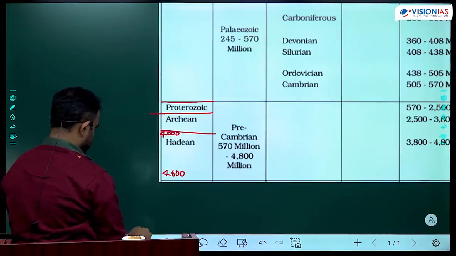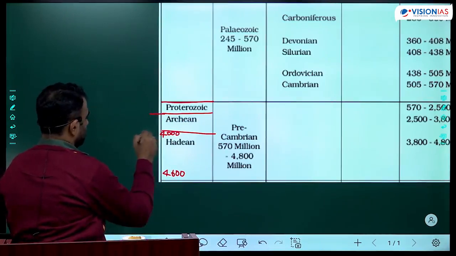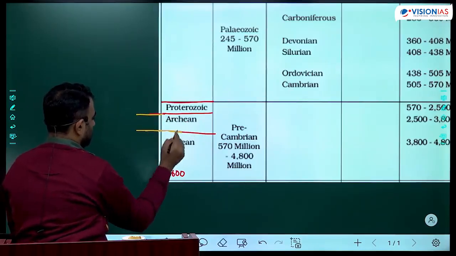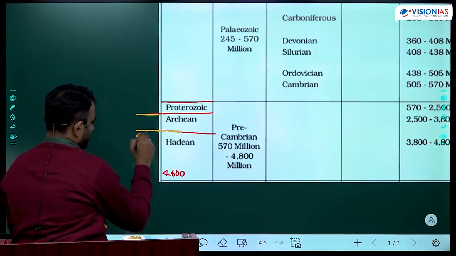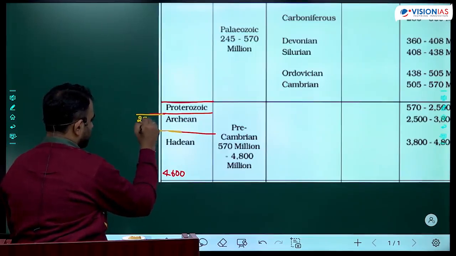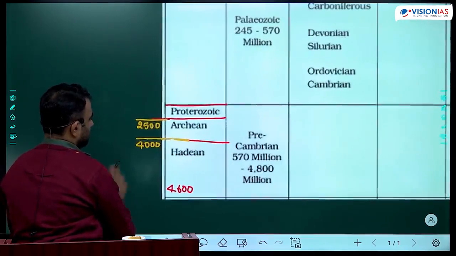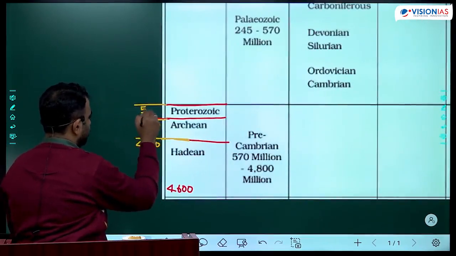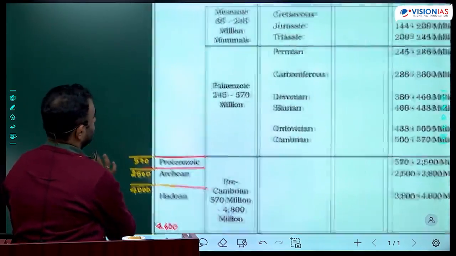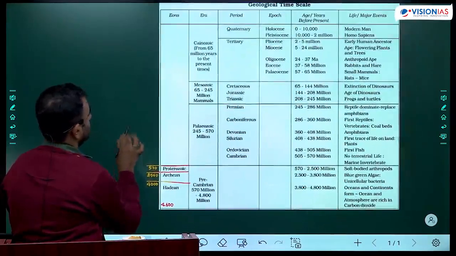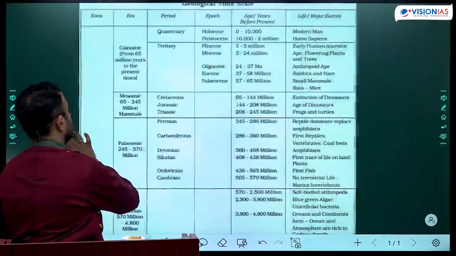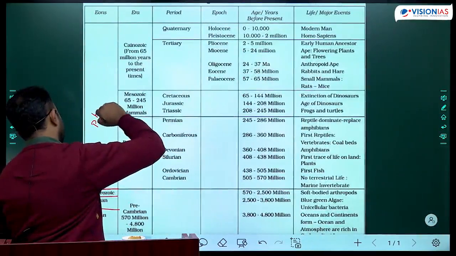Okay, let me write here. 4000 तक होगा Hadean. 4000 to 2500 is Archean. 2500 to 570 is Proterozoic. 570 to present. Okay, this is present. We are in Phanerozoic.